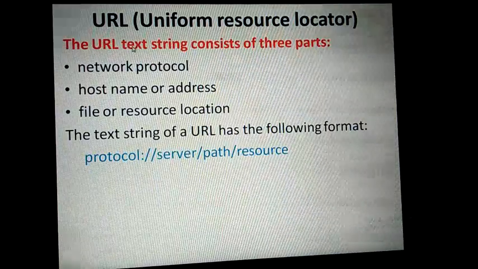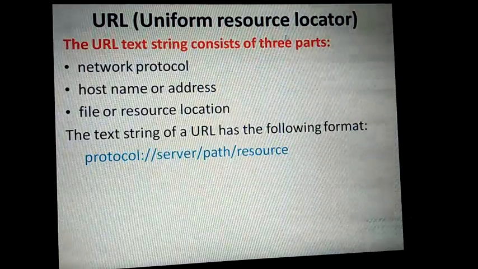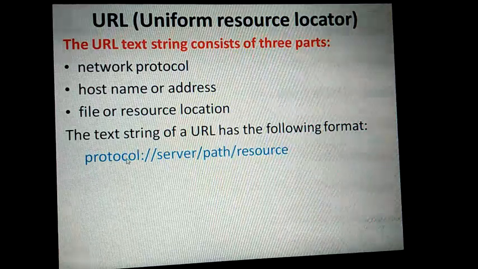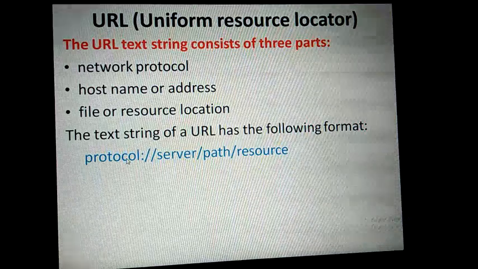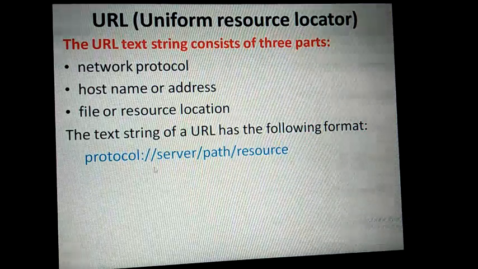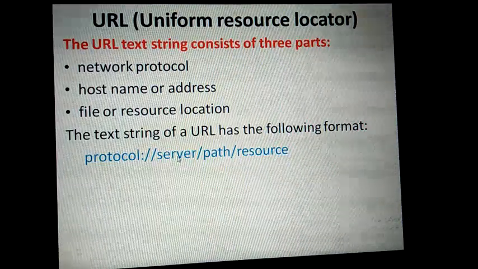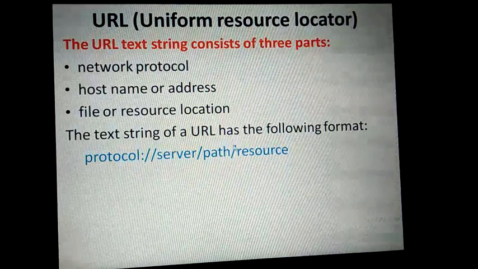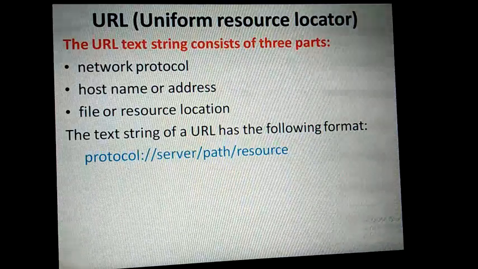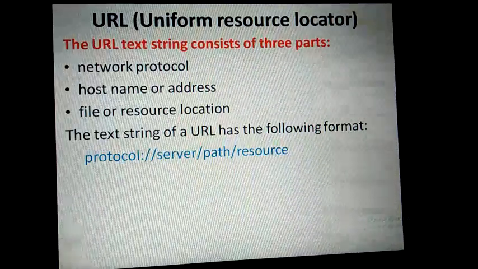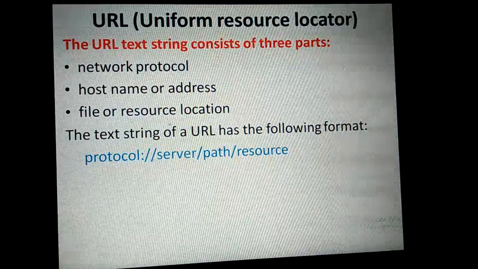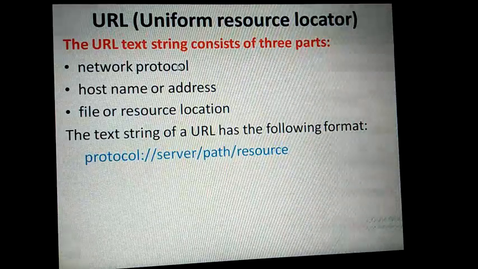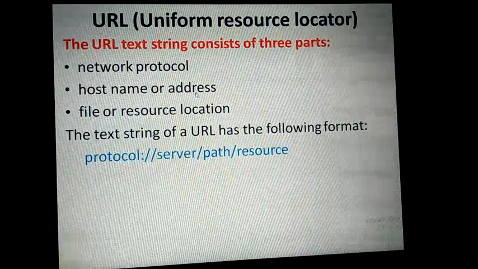The URL text string consists of three parts. The first part is called the protocol, like HTTP. Normally we will use HTTPS, then ://, then server name, then path, and then resource name. The actual resource name we can give after the slashes. Like that we can give the URL format. So: protocol, then host name or address, and then file or resource location. These are the three parts in the URL text.